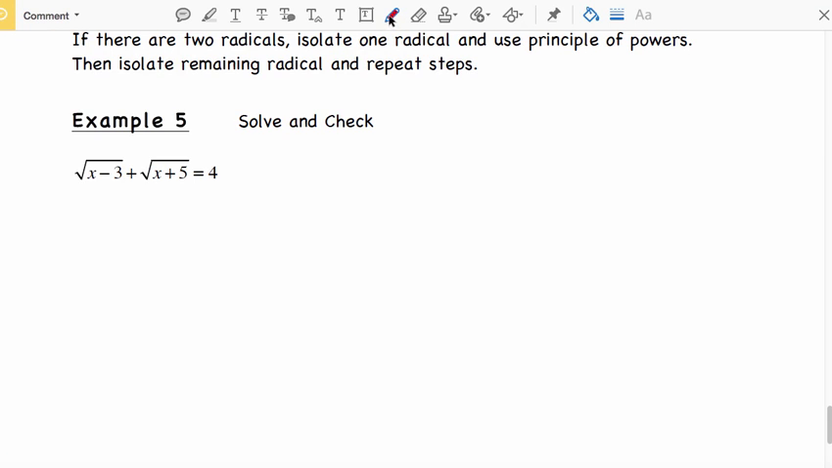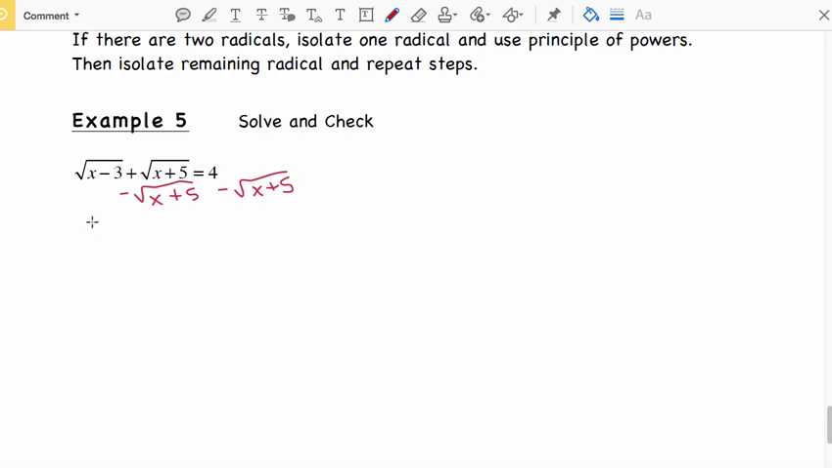In example 5, we have two radicals, so we're going to have to do the process of isolating a radical and raising it to a power 2 times. So it doesn't matter which radical you isolate and get alone. You'll still get the same answer in the end, as long as you do all your math and algebra correctly. I'm going to go ahead and isolate the x minus 3.